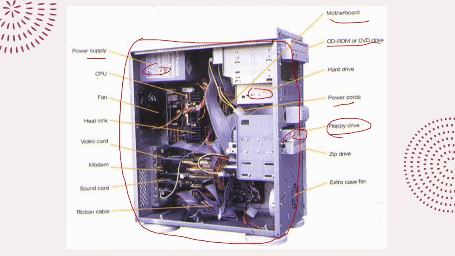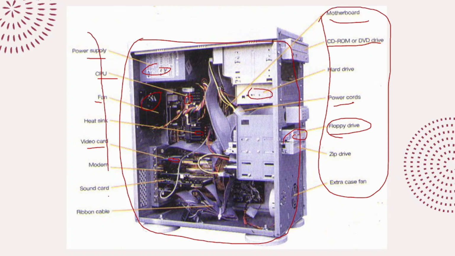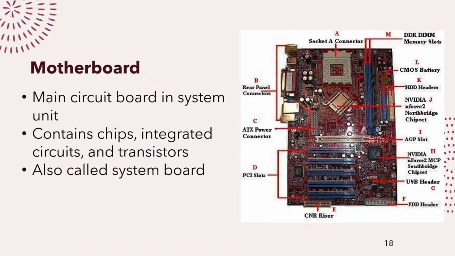So power supply here. This one is a power supply. A CPU. This one, a fan. This one is a fan. Heatsink. Video card. This one is a video card. Modem. Na sa loob yung modem, sound cards, and others. So these devices are inside the system unit. So yung motherboard, let's go with the most important parts or devices na nasa system unit.